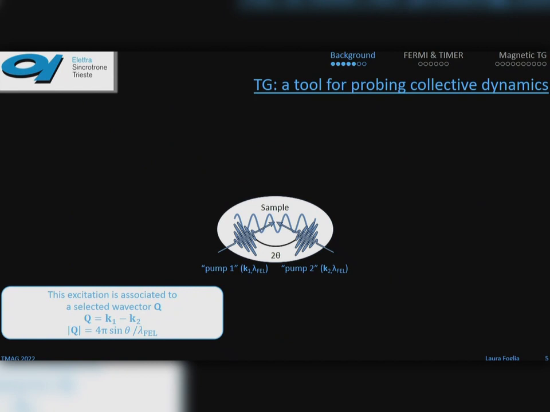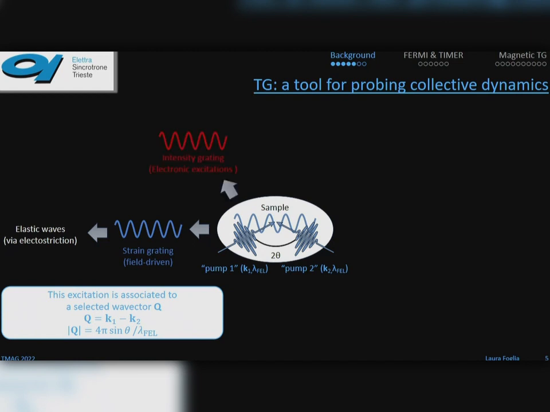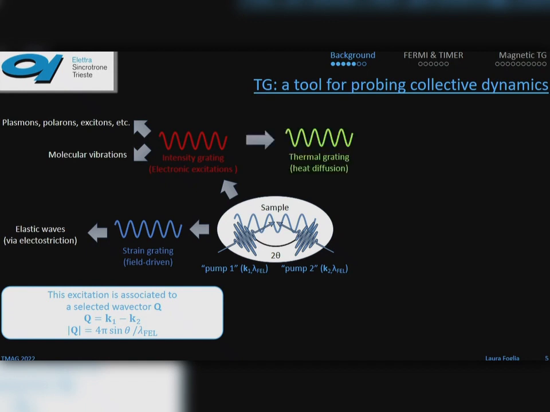So what can we do with transient grating? Well, if this is our sample and we have these 2 electric fields interfering and there is no absorption, the first thing that happens is that you create strain. You have a field-driven excitation. And this will lead to electrostriction and the formation of an elastic wave. But if you have absorption, you have an intensity excitation. And this intensity excitation, again, excites electrons. These electrons couple to phonons, polarons, magnons, excitons, whatever, or molecular vibration. But they also, coupling to phonons, induce heat.